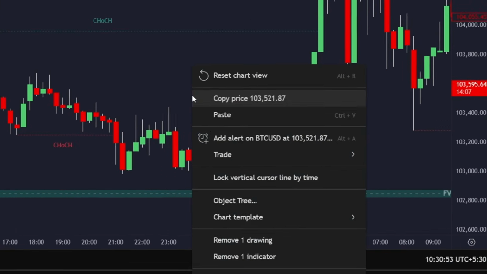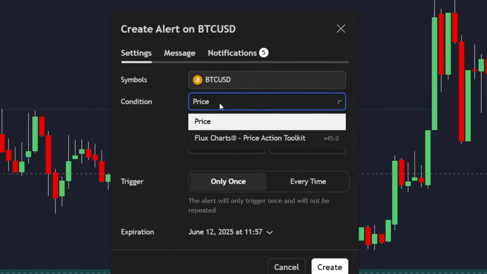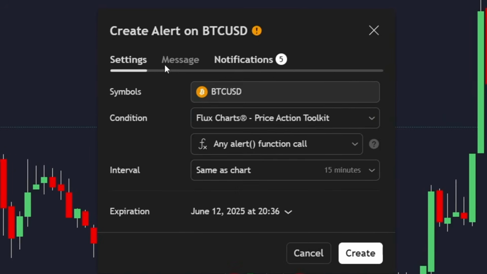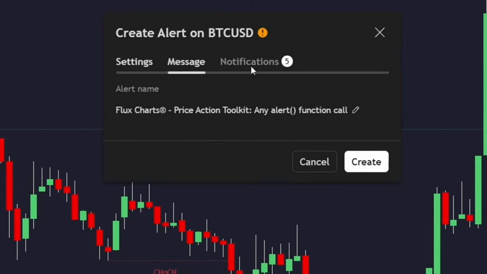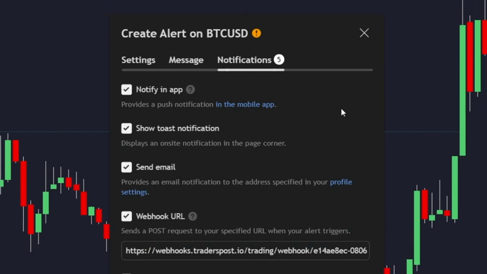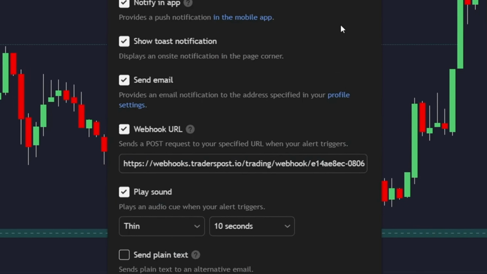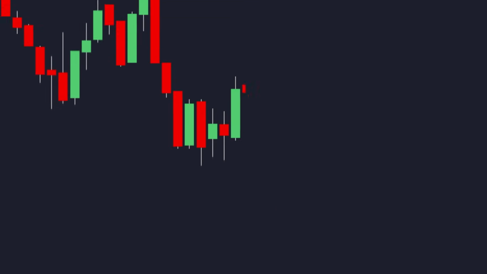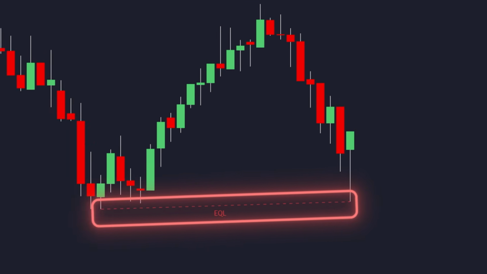Then, click the alerts button on TradingView and select the price action toolkit as the condition and choose any alert from the drop-down. Customize the alert name to know exactly what triggered it, then select your preferred notification method: email, SMS, pop-up, or even push notifications to your phone. After you click OK, you're all set. Alerts will trigger automatically, so you never miss key setups.